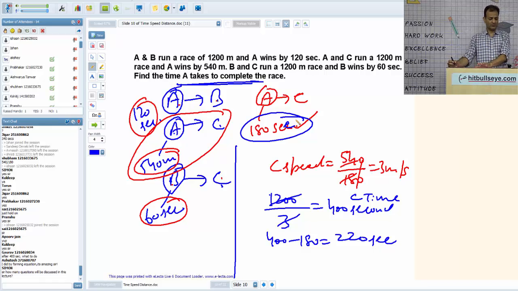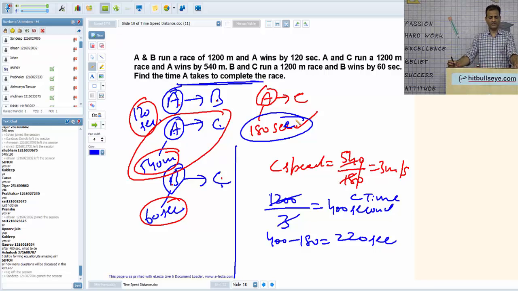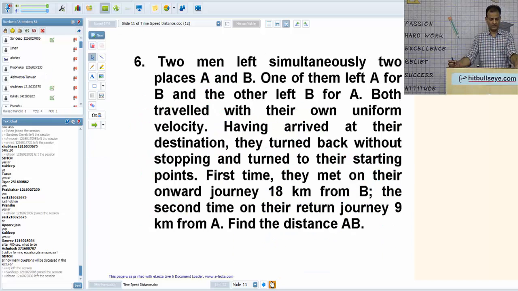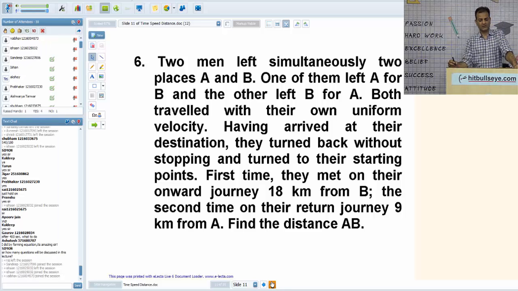So there's no need to write all these things. If you are good in calculations, you can do these things orally, but your basics should be clear, like in the last slide I have told you. Clear? Now the next question is very important. Good question, but students, just read, make equations, read the question carefully.